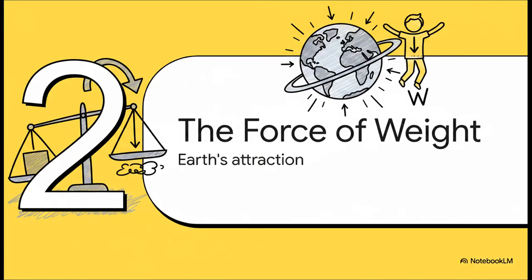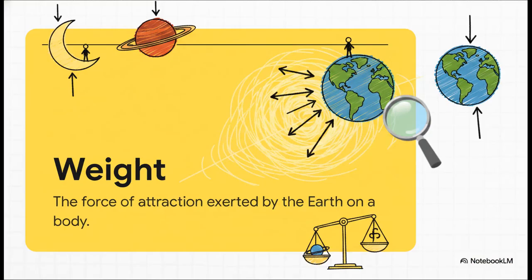Moving right along to section 2. The force of weight, Earth's attraction. So weight is the force of attraction exerted by the Earth, or really whatever planet you happen to be standing on, on a body. Unlike mass, weight isn't about the amount of matter you have built up inside you. Instead, it's the localized gravitational pull dragging that matter downward. It's a dynamic, active interaction between an object and a planet.